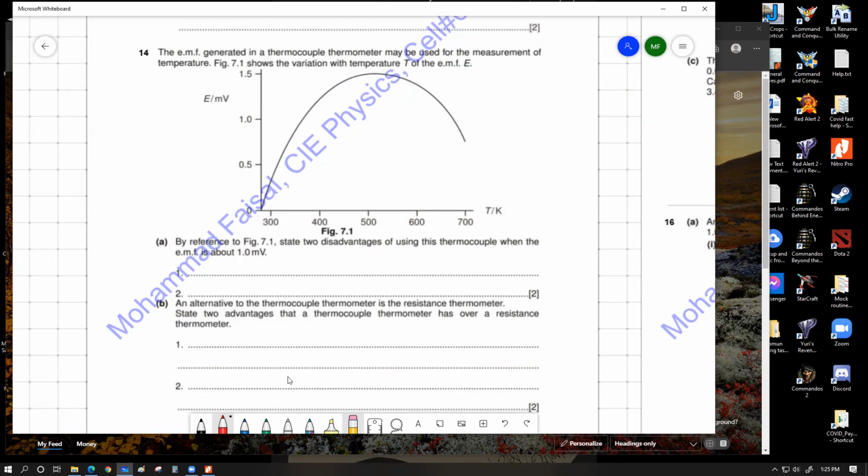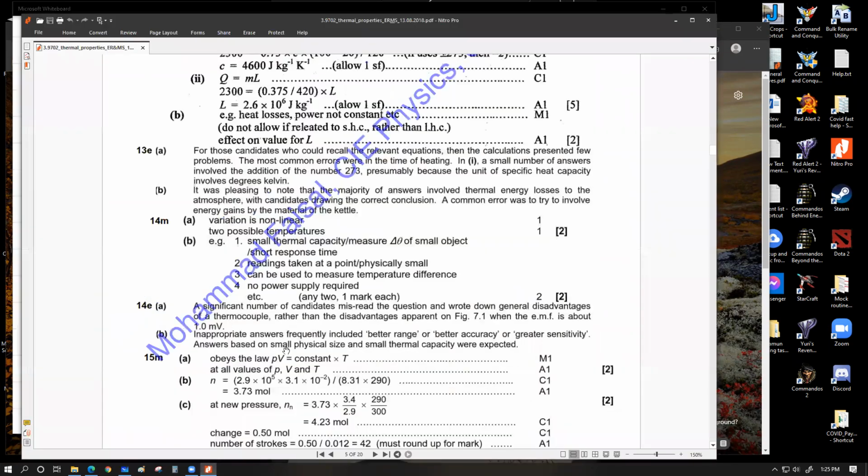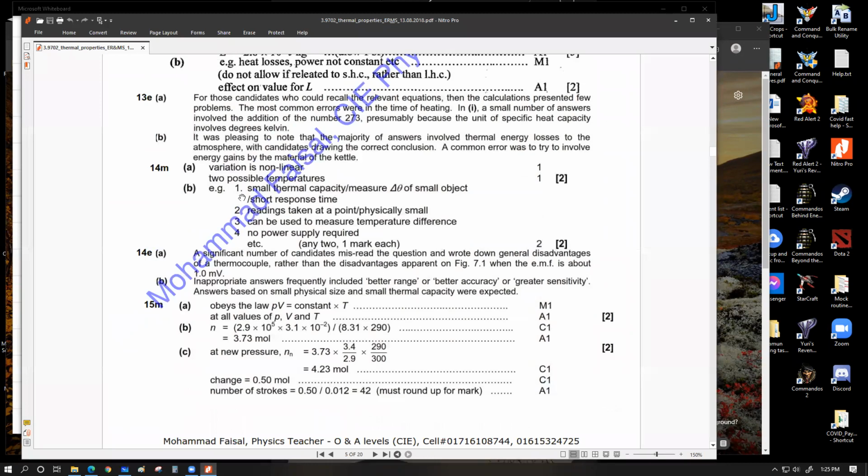That's all I know. But for this question, I would like to see what the mark scheme has over here. I really do not recall the actual answer to this question. So if I was solving this worksheet, I'm going to put a star mark over here to revise every chance that I get whenever I come across this worksheet for future reference. It says that small thermal capacity measures delta theta of a small object or short response time. Readings taken at a point or physically small can be used to measure temperature difference. No power supply required, etc. Any two, 1 mark each. Okay. So I'll explain these parts for you.